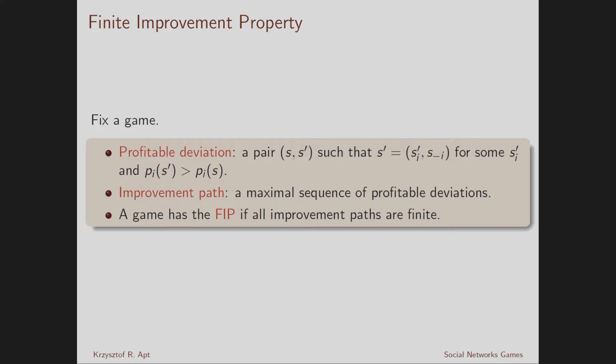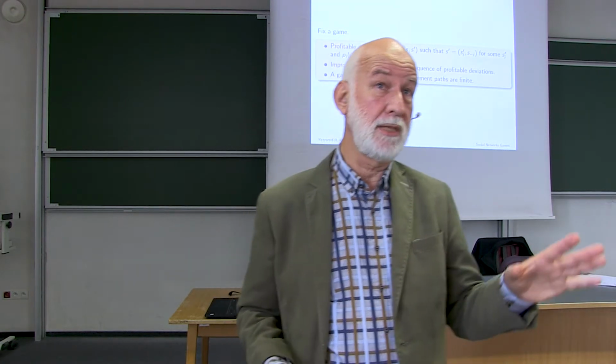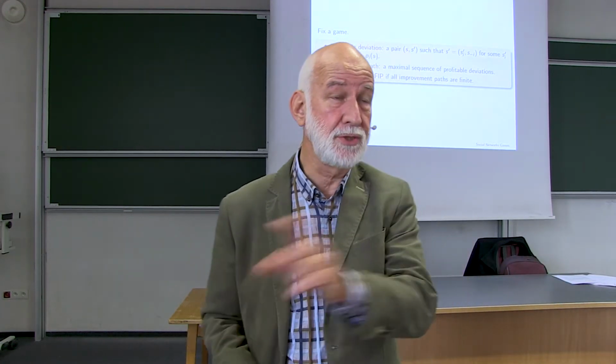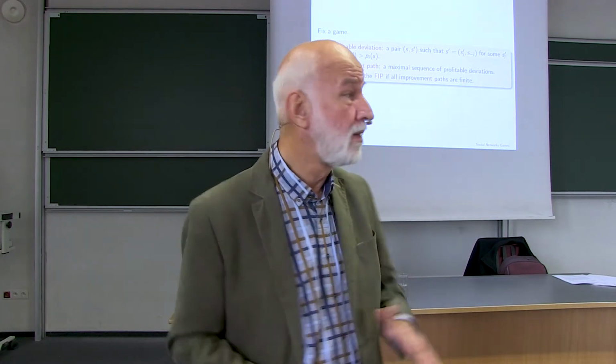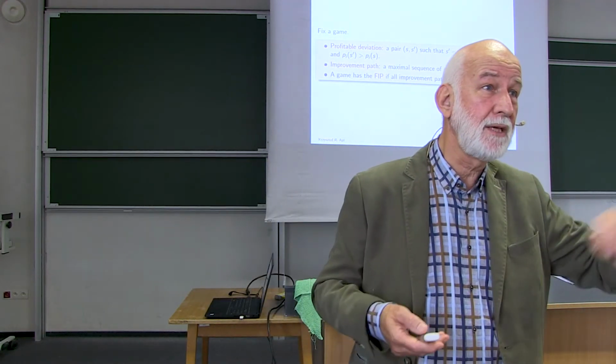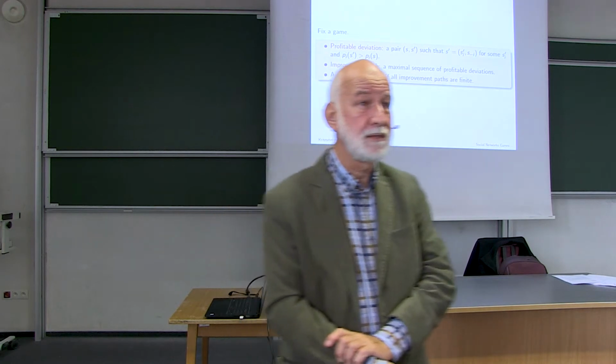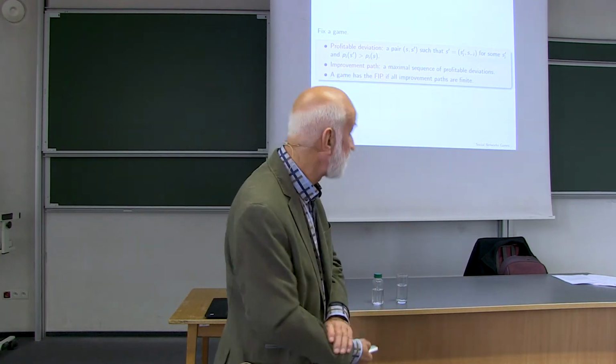So now I want to compare the notion of improvement path with the diffusion. This is just a reminder in case you were too tired yesterday. When players are not satisfied, they choose a better response. So a joint strategy moves to another one where only one player changed the strategy. We call it a profitable deviation. And an improvement path is just a maximal sequence of profitable deviations. And as I mentioned yesterday, a game has the finite improvement property if all improvement paths are finite.